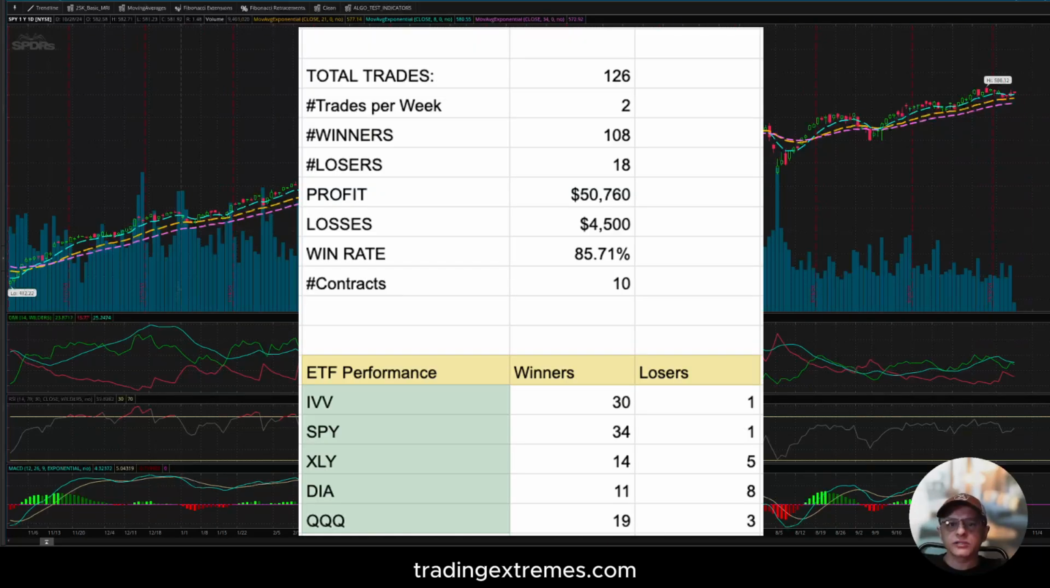So the year is not over, so it has taken only 126 trades, which comes out to 2 trades per week. Remember, my goal is for the algo to generate between 5 to 6 trades per week. That gives me a large or decent size data set to generate these statistics from.